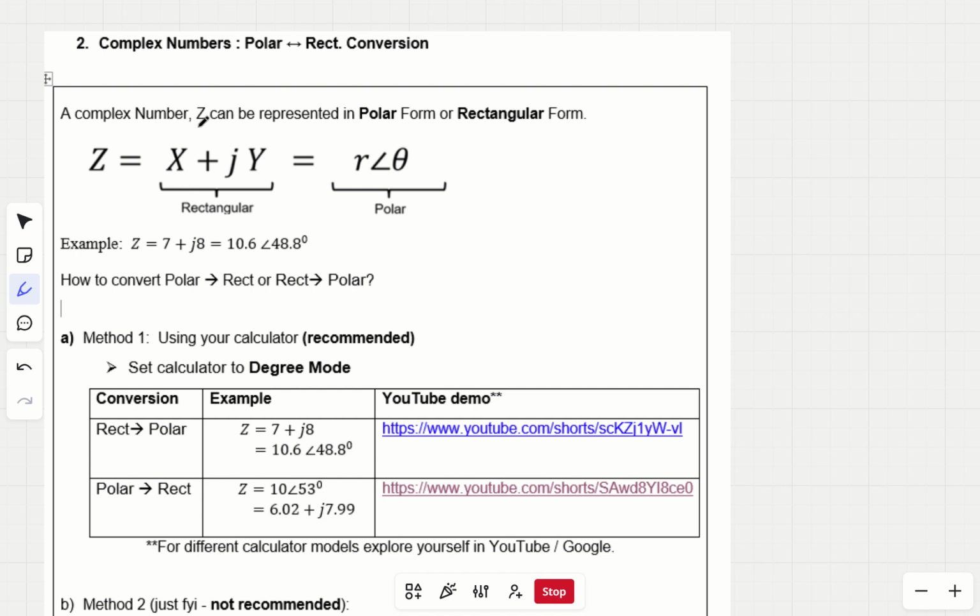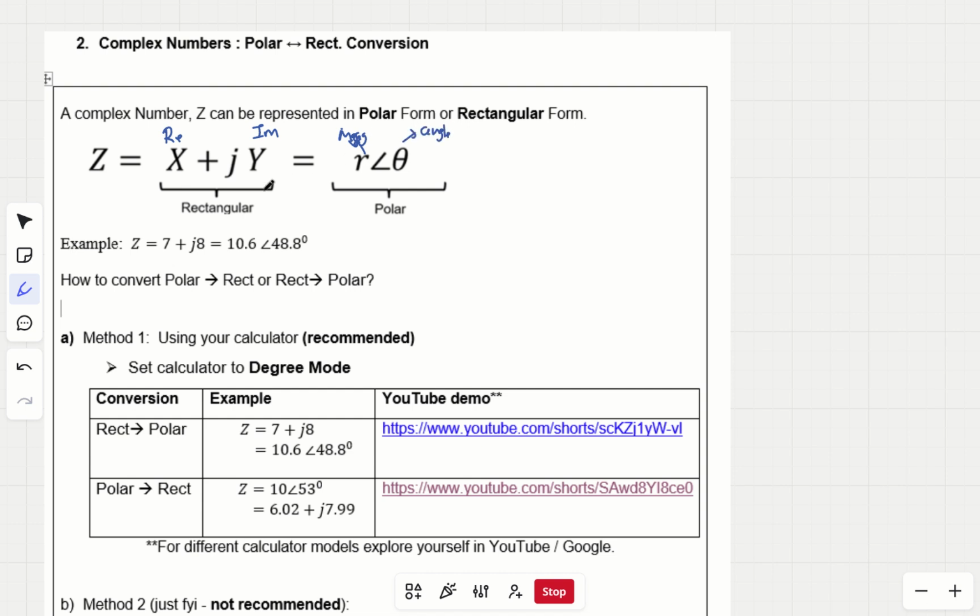In general, a complex number can be represented in two different formats. One is called rectangular and the other polar. Rectangular form, we write it like this. This x is called the real number, this y is the imaginary number. R is the magnitude, and this one is called the angle.